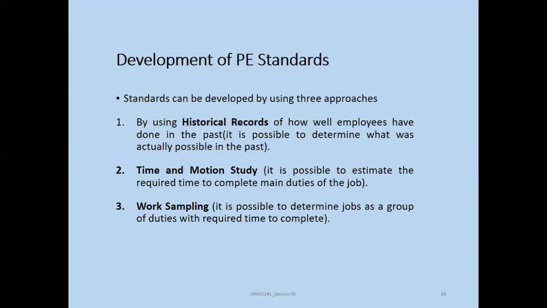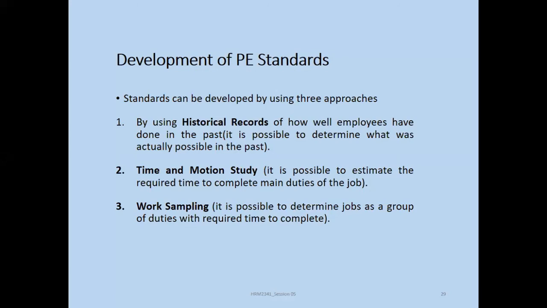What is time and motion study? It is the technique for recording times of performing a certain job. We select a certain job, then we allow them to perform that particular job, and we study separately. There are two main things: the first one is required time, and the second is the motions. Then, by using the records from the time and motion study, we can identify the required time to complete the main duties of the job.